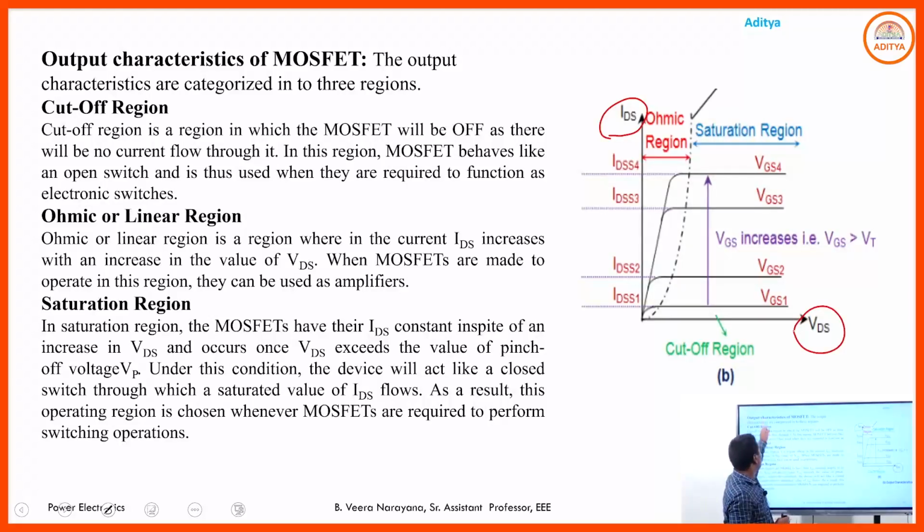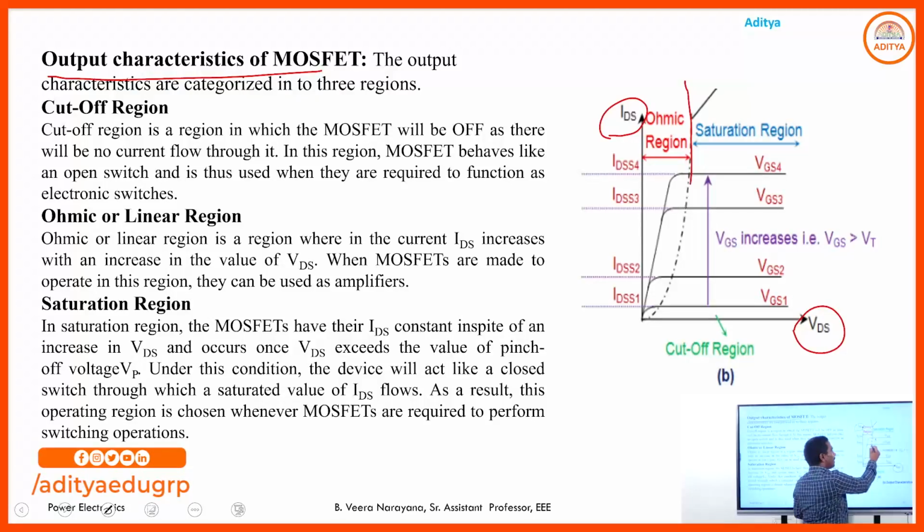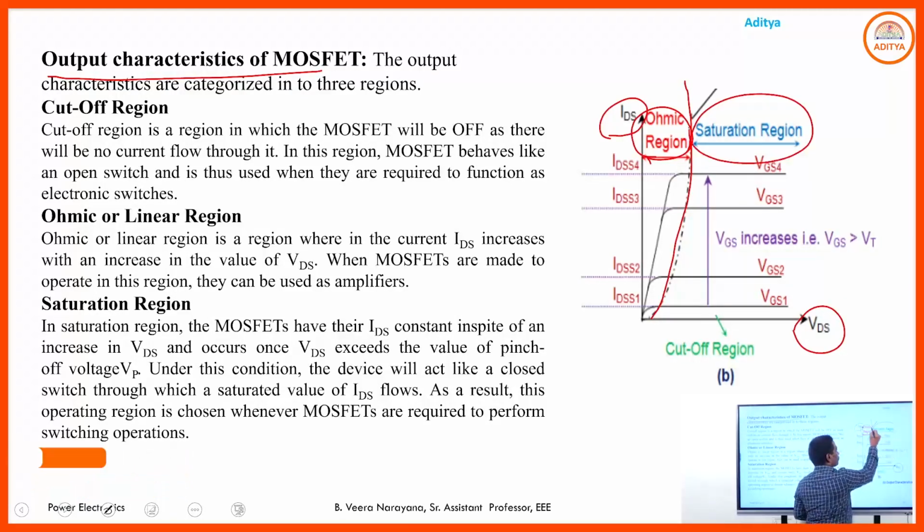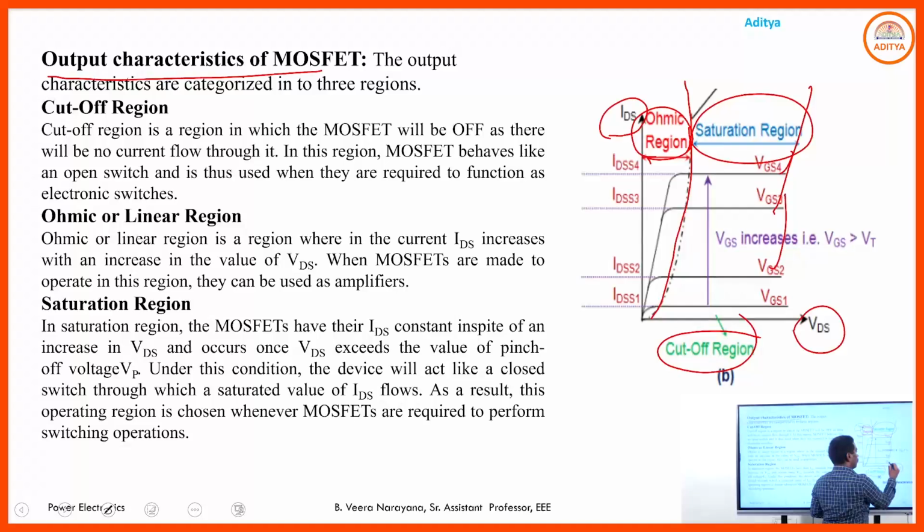So if you want to draw the output characteristics, this shows the relation between drain current and the drain source voltage across drain and source terminals. Here the output characteristics are further classified into three regions. Those are the ohmic region, this one, the saturation region and the cutoff region. This one is the cutoff region.